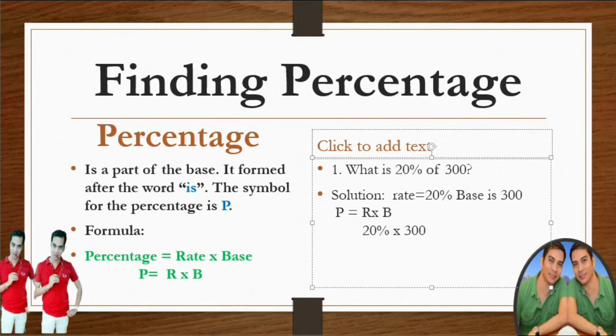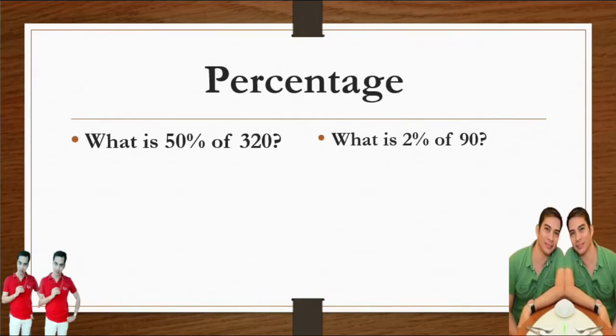So, para po makuha natin ang sagot, change po muna natin yung percent into decimal. So, paano nga pa isusulat yung 20% into decimal? Okay, that is 0.20 then times 300. So, i-multiply po natin yung 0.20 or 20% times 300. So, the answer is P equals 60. So, again, what is 20% of 300? The answer is 60.